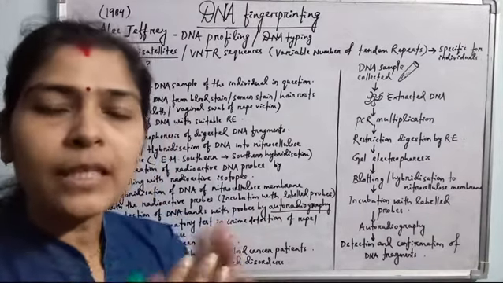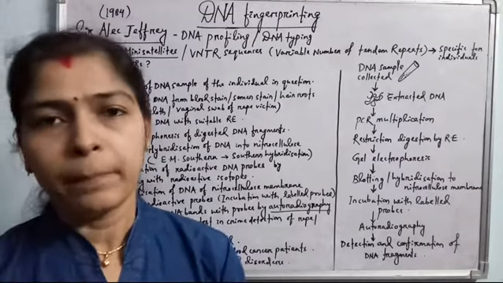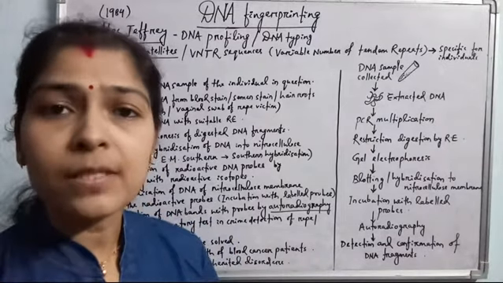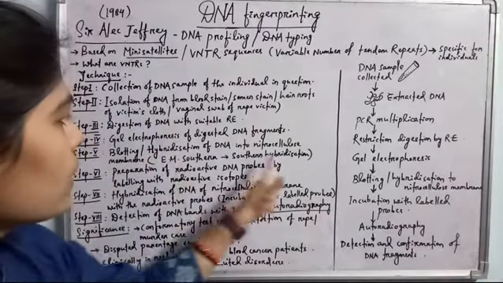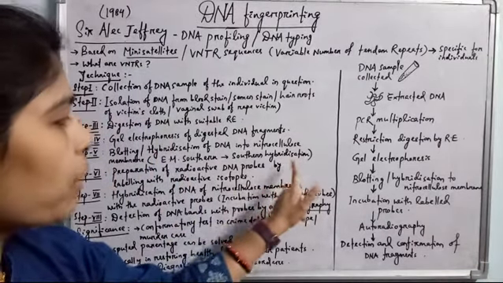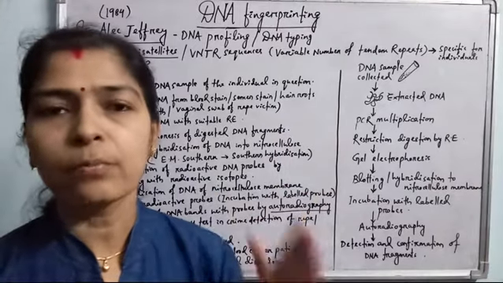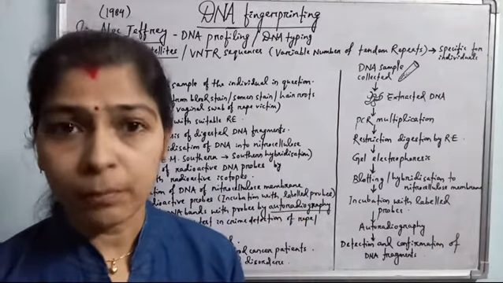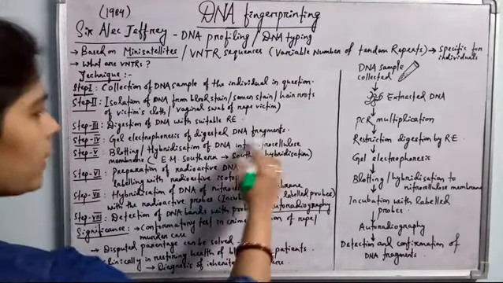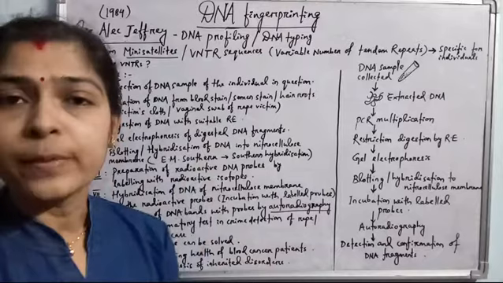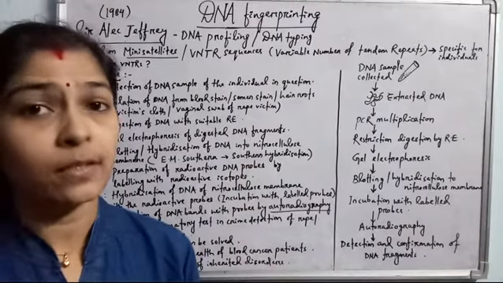This technique is known as Southern blotting, because it was first developed by E.M. Southern, the name of the scientist. So DNA hybridization is known as Southern hybridization or Southern blotting, by which the DNA fragments are transferred from the gel onto the nitrocellulose membrane or nylon membrane. This DNA blotting technique is known as Southern hybridization.